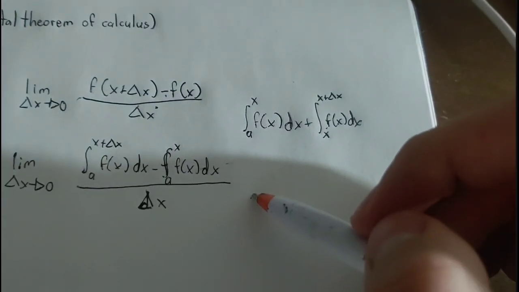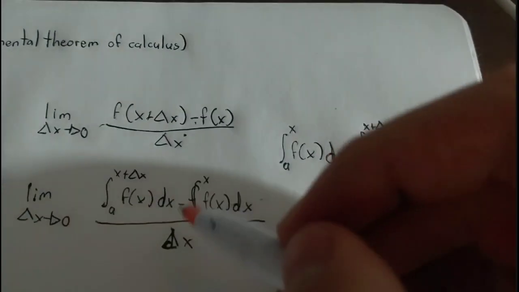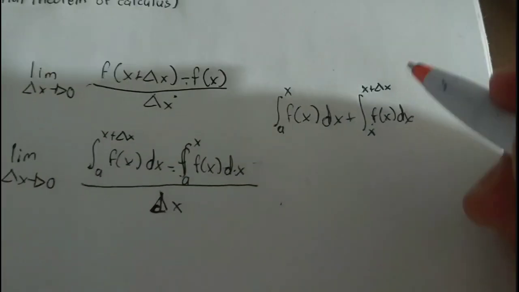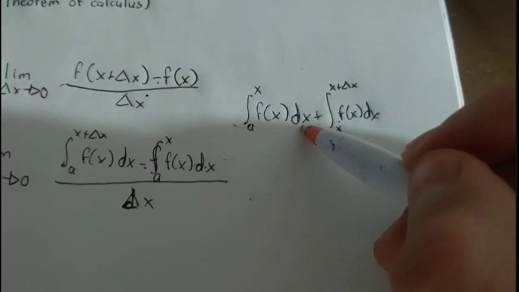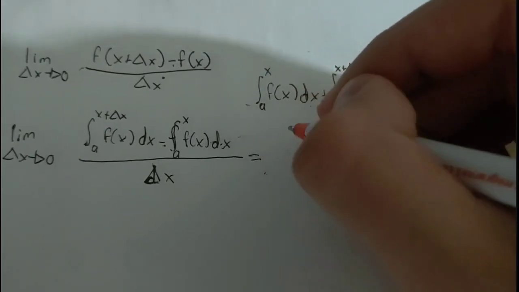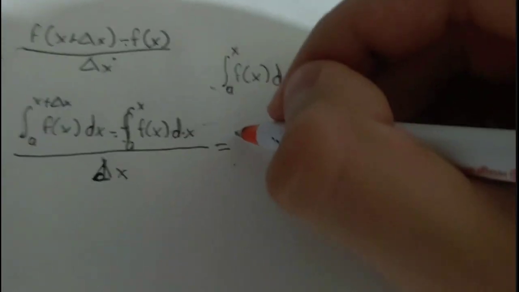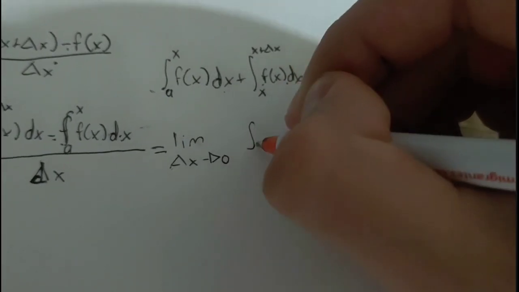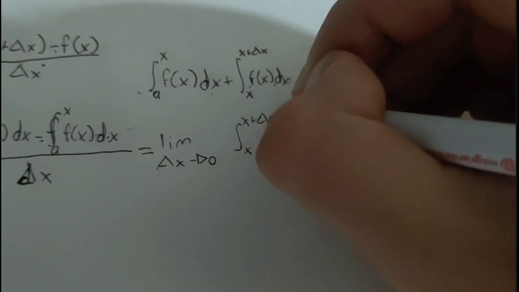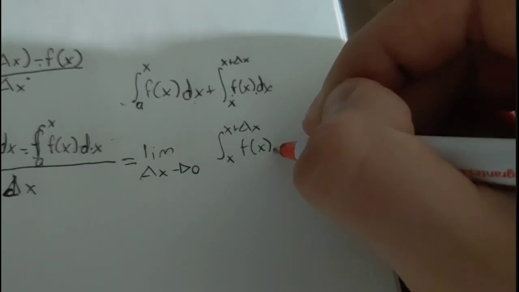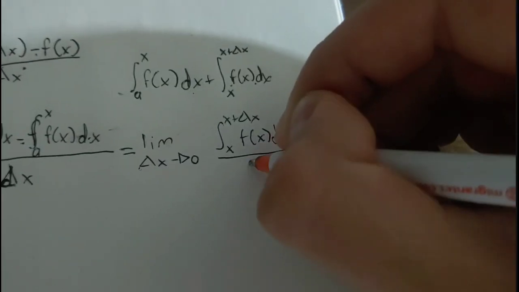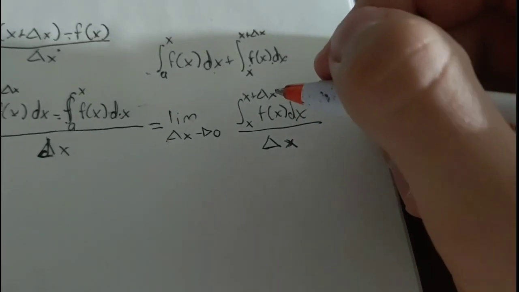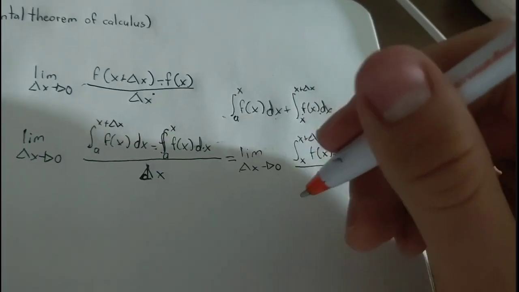Now you may have noticed that this integral, since it has a minus sign, will cancel out with the other integral, and we will be left with only this integral: the limit as delta x approaches 0 of the integral from x to x plus delta x of f of x dx divided by delta x. And here we apply something called the mean value theorem.